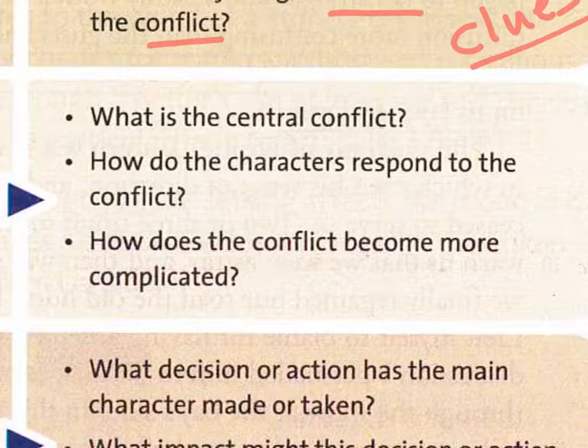How does the conflict become more complicated? Okay, we're reading more difficult text this year, next year, and so on for the rest of your life. So, noticing how the authors move away from the simple story, like Goldilocks and the 3 Bears, a very simple story, to a more complicated story. So how is the conflict becoming more complicated? Small problems coming out here, there, and everywhere.